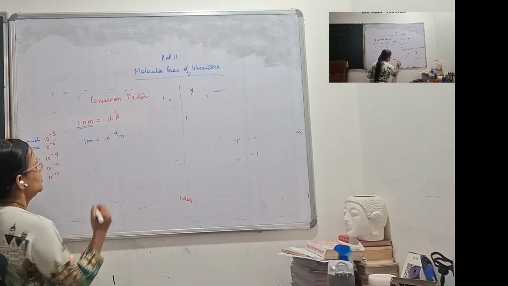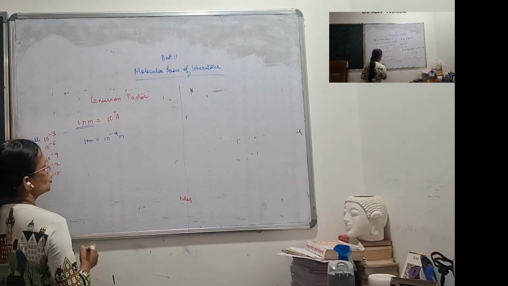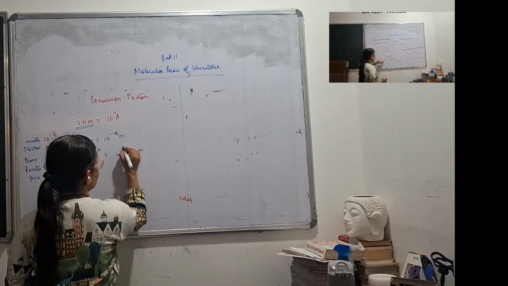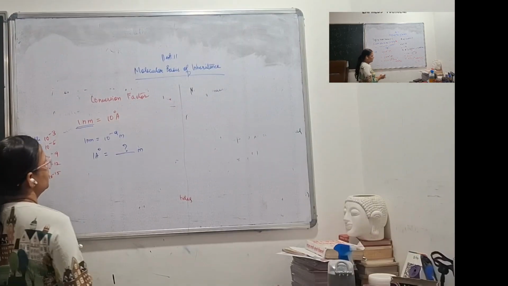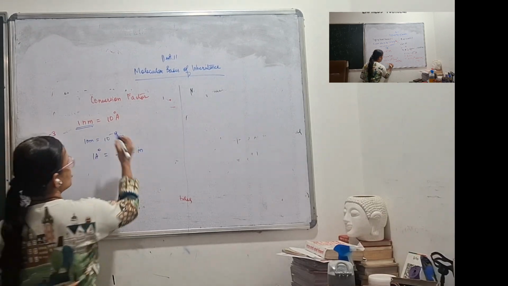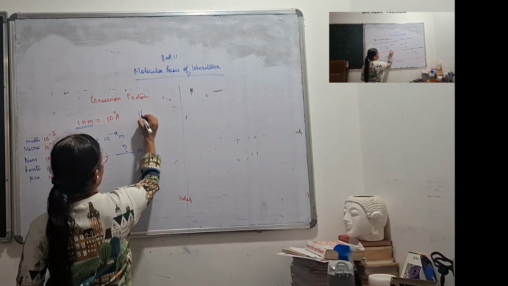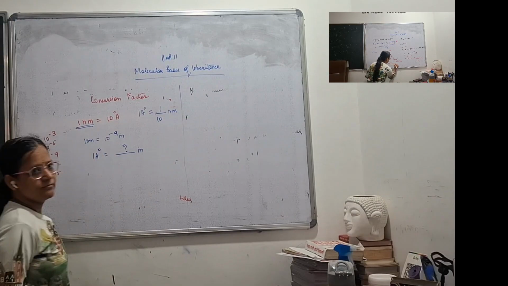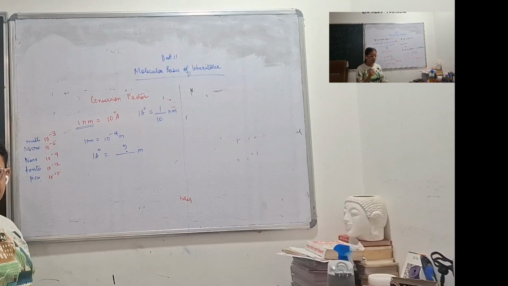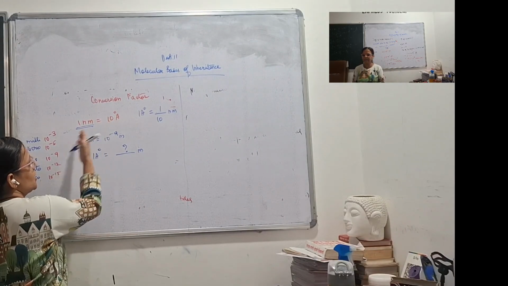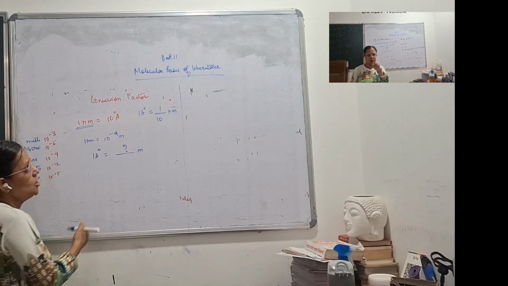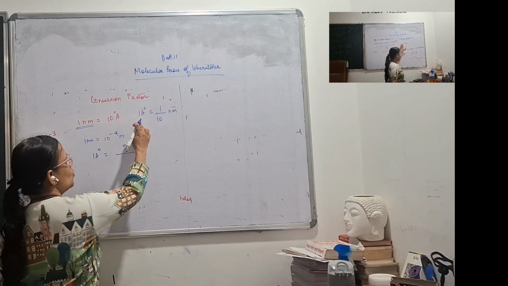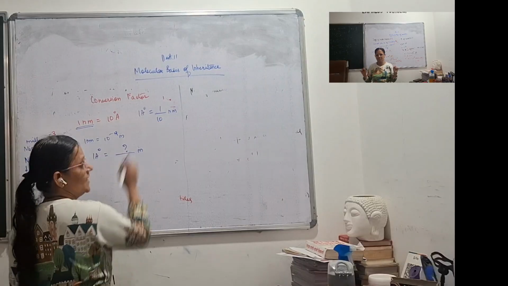You are getting my point? 1 nanometer is 10 angstrom. Then 1 angstrom is equal to how much meter? Calculate, very simple. Now if 1 nanometer is 10 angstrom, then if I do vice versa, then 1 angstrom will be 1 upon 10 nanometer. Isn't it? You're getting my point. I have just brought this 10 figure on LHS. So here if 10 comes over here, what remains here? 1. So 1 angstrom is equal to 1 upon 10 nanometer.